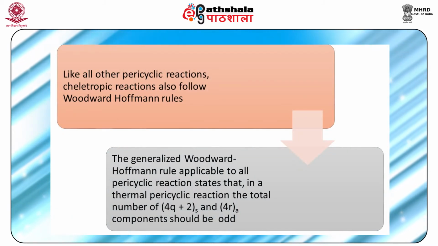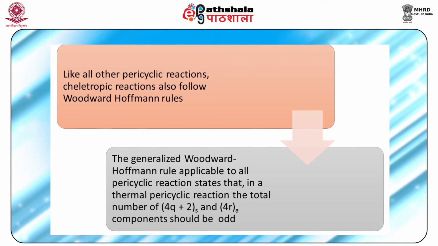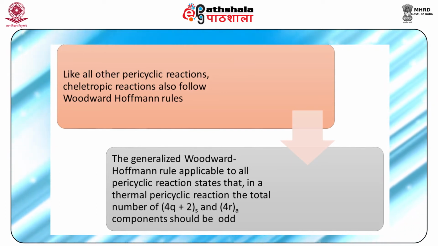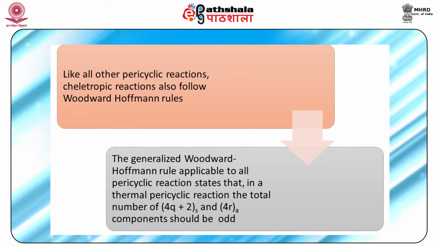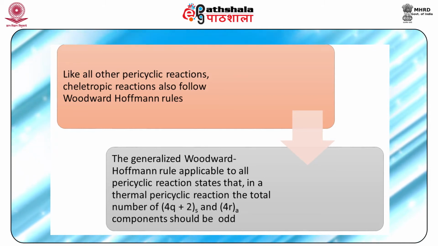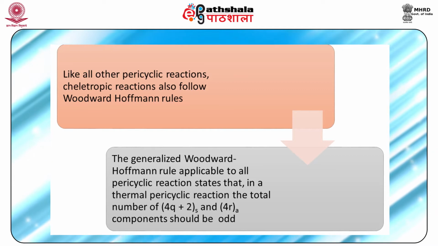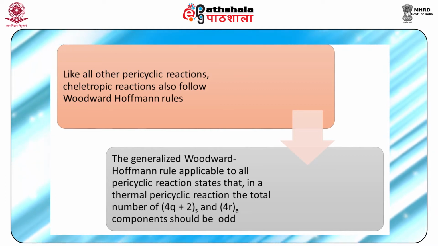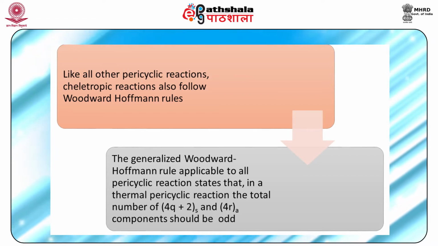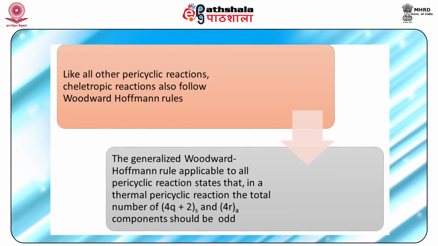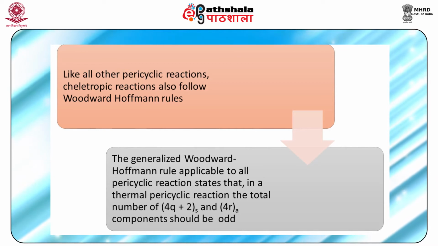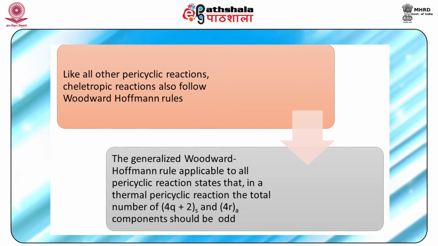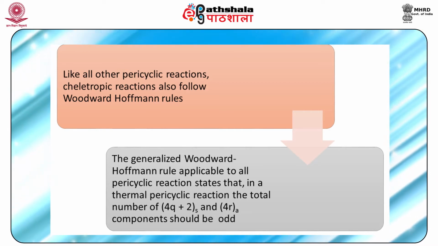Like all other pericyclic reactions, cheletropic reactions also follow Woodward-Hoffmann rules. The generalized Woodward-Hoffmann rules applicable to all pericyclic reactions state that in a thermal pericyclic reaction, the total number of 4Q plus 2S and 4RA components should be odd.